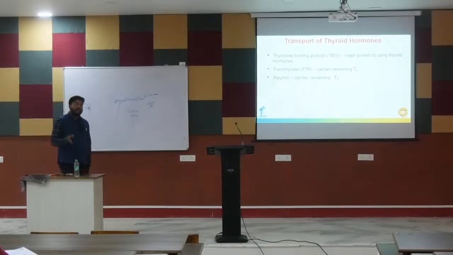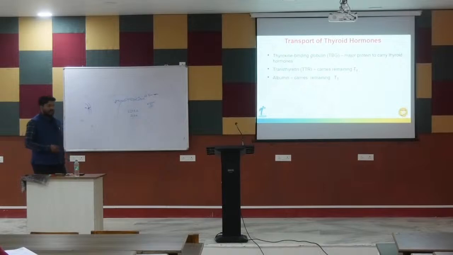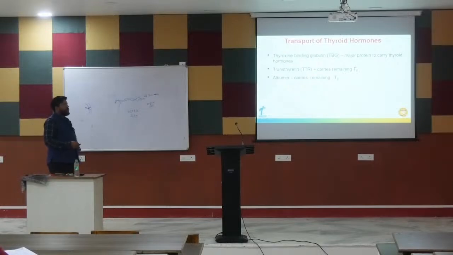99% is in bound form and 1% in free form. This free form is active. Binding proteins are thyroxine binding globulin, transthyretin and albumin. Main is the thyroxine binding globulin.